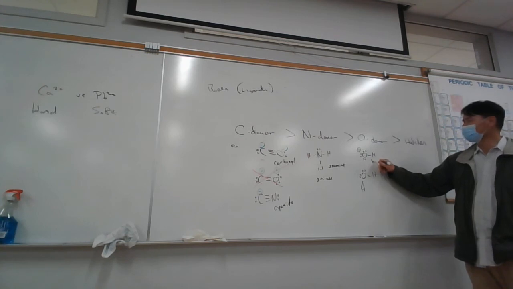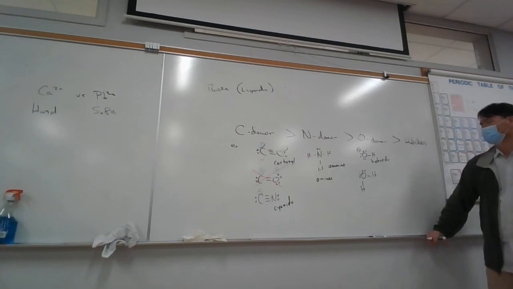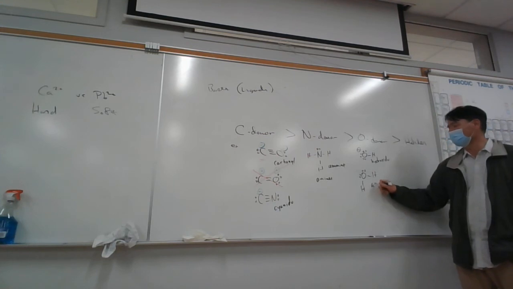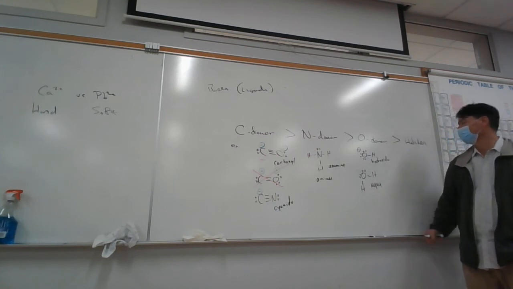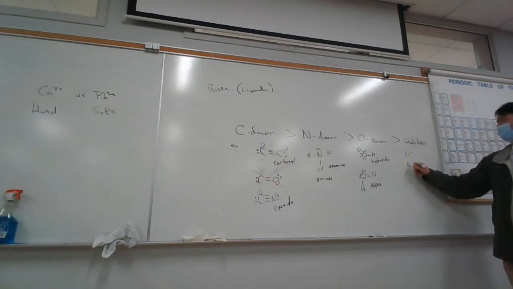This oxygen donor, hydroxide, is called hydroxido. The water is just called aqua. Halides would be like chloride, bromide, iodide, fluoride. These all have multiple lone pairs.